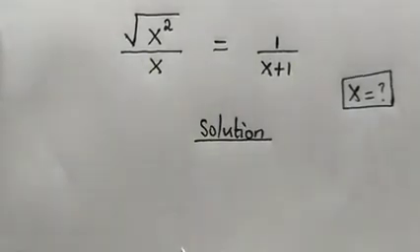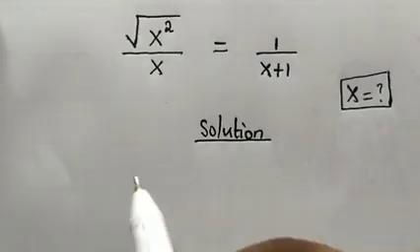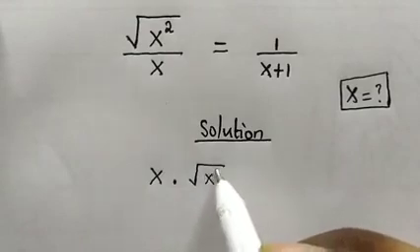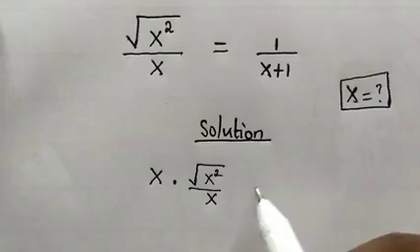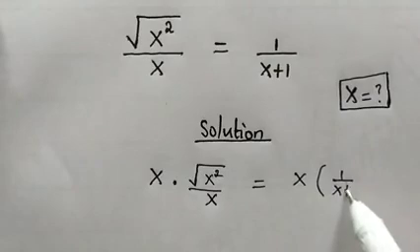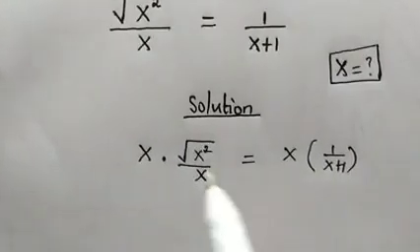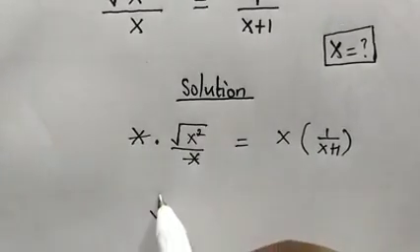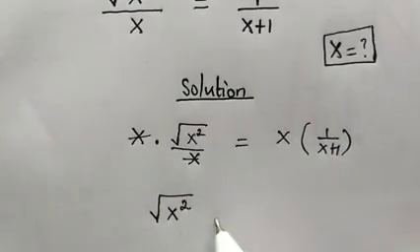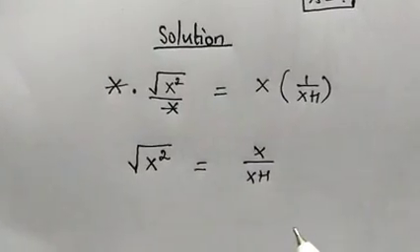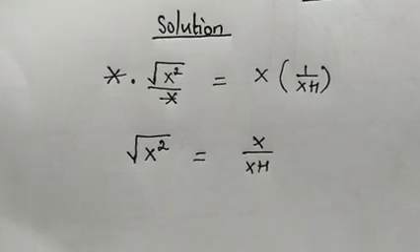First, let us multiply both sides by x. So here we get x multiplied by the square root of x squared all over x. So this is equal to x multiplied by 1 all over x plus 1, right? So we can see that we cancel this x from here. Then we have from here the square root of x squared is equal to x divided by x plus 1, right? Okay, now take a look at this left hand side.